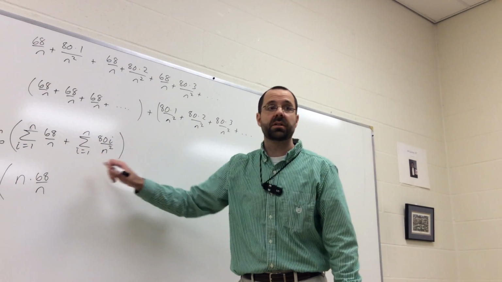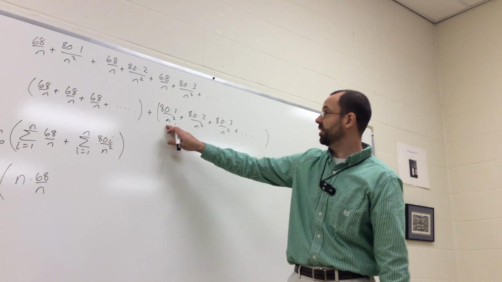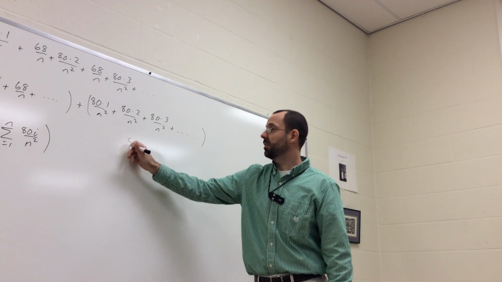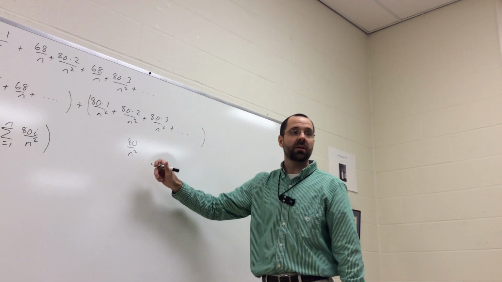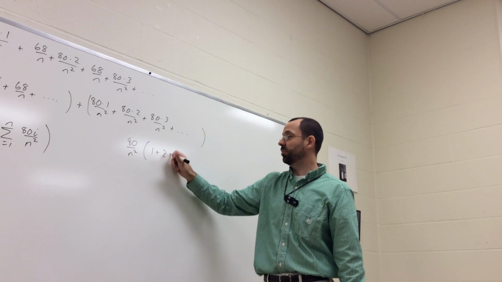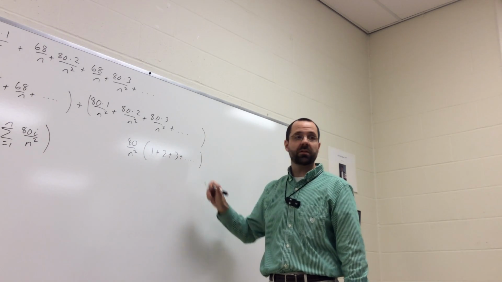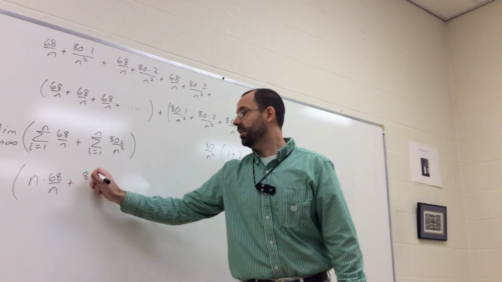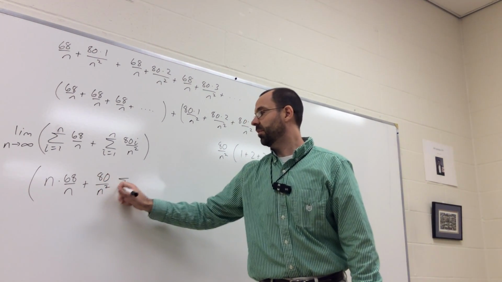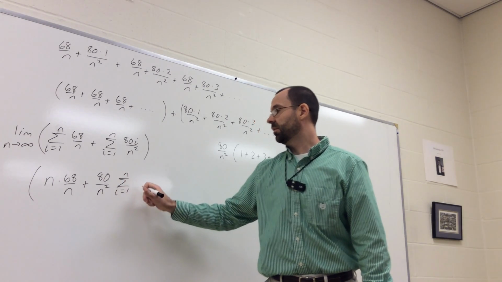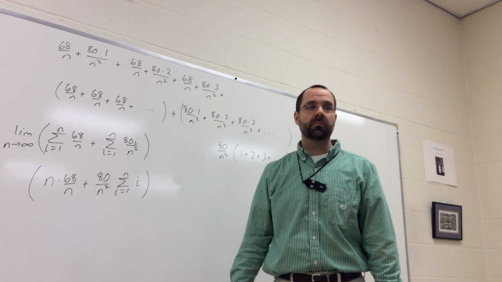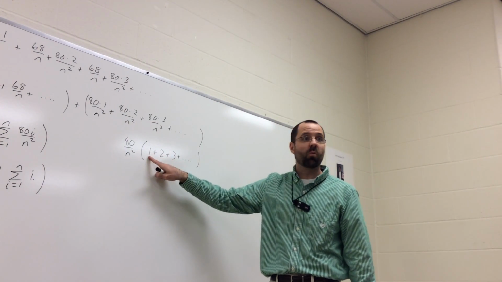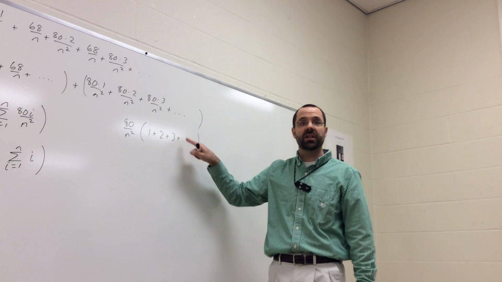Okay, then for this, I have this plus this plus this plus this, right? So I could factor out the 80 over n squared, and then I'd have 1 plus 2 plus 3, et cetera. So that's 80 over n squared times the sum, i equals 1 to n of i. Because this is just i equals 1 plus i equals 2 plus i equals 3, et cetera.